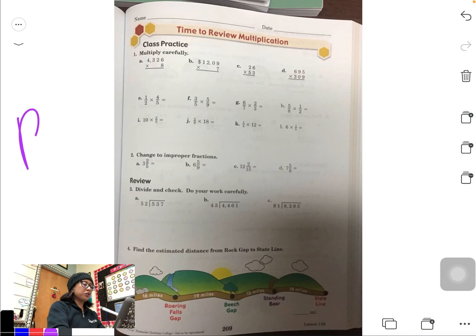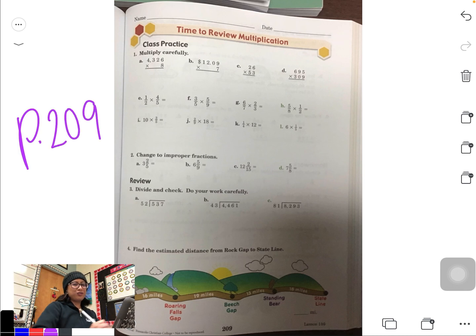So please be sure you're on page 209. 209, and as you can tell by looking at the screen, it's a lot of review, time to review multiplication. But that's okay, because this helps us to practice some skills we just picked up.